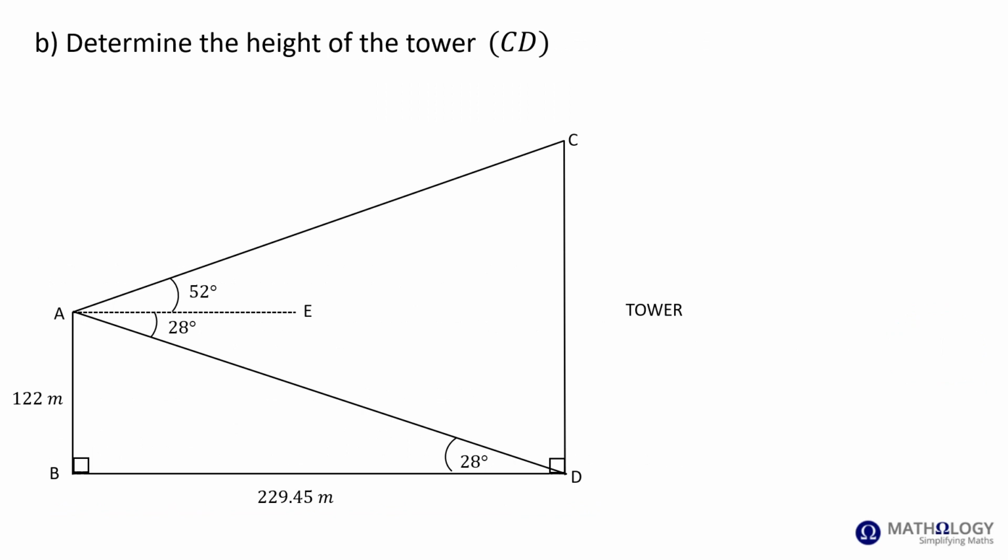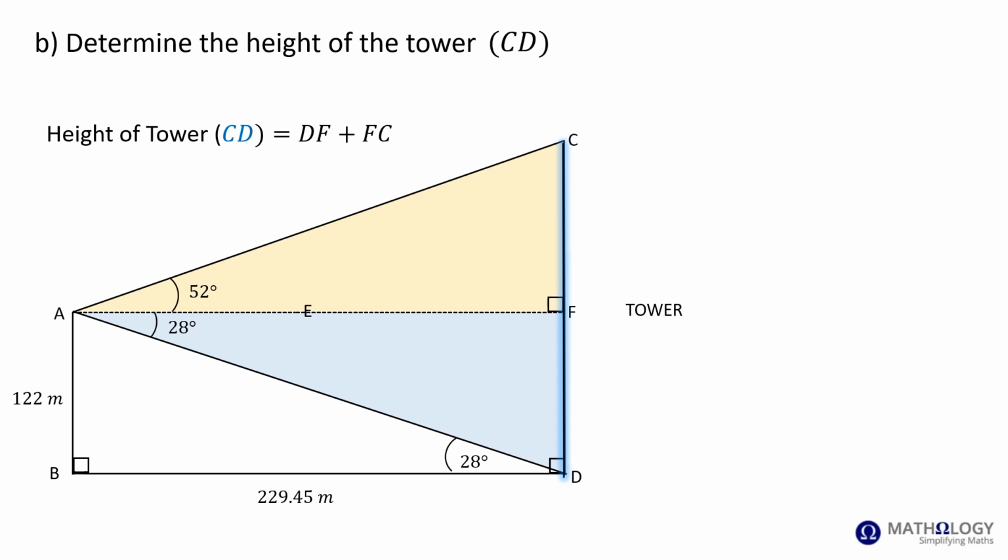Since we are only applying trigonometric ratios in right-angled triangles in grade 10, in order to determine the height of the tower, which is the length of CD, we will first extend line segment AE until it meets CD. We now have another two right-angled triangles to work in. The length of CD is therefore the sum of DF and FC. DF is 122 meters, since ABDF is a rectangle, and the opposite sides of a rectangle are equal. Likewise, AF equals 229.45 meters.